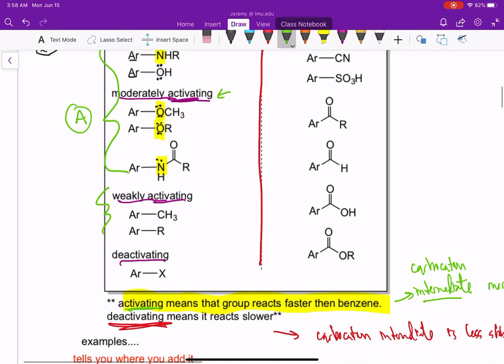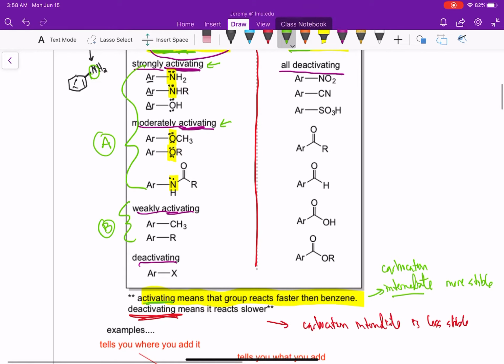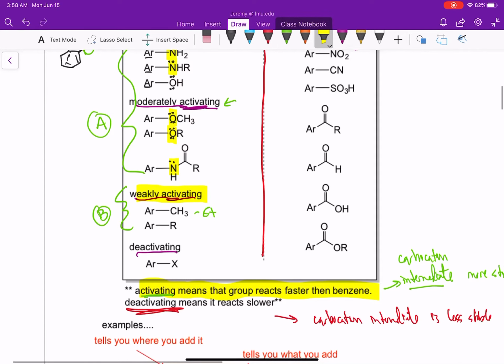Any alkyl group is also an ortho para director. Okay? So if you have a methyl or an ethyl or an isopropyl, any carbons, those are also ortho para directors. They don't react as fast, they're weakly activating, but they're still ortho para directors. And then our last category for ortho para directors are halogens. So anytime you have a halogen, remember halogens have lone pairs, these are going to be ortho para directors, but they happen to be deactivating.